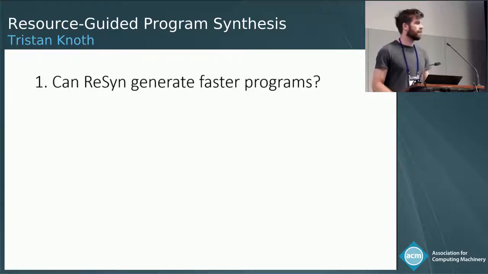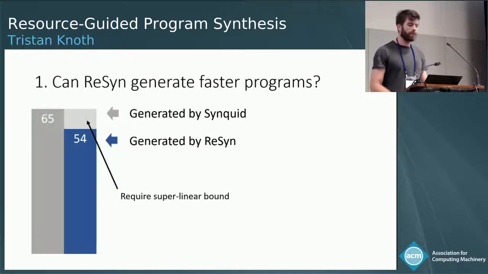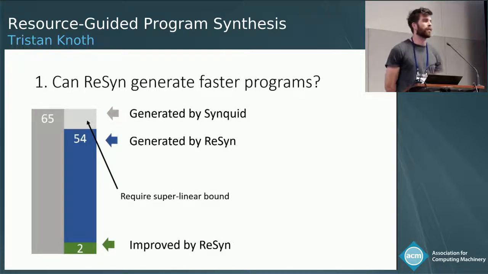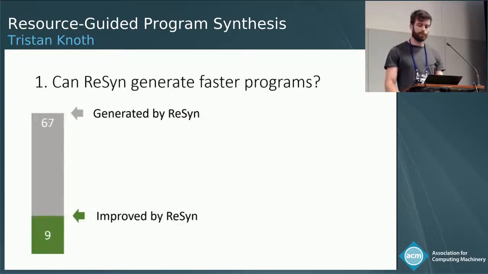Let's start from the beginning and look at the actual code that Resin generates. First we ran Resin on all the Synquid benchmarks, and we can generate all of those with a linear resource bound, but out of these we can only find faster implementations on 2 of the benchmarks. But it turns out this isn't that surprising. The benchmarks are generally carefully curated, so they have the exact set of components needed to quickly find an optimal implementation, and most of them are impossible to optimize.